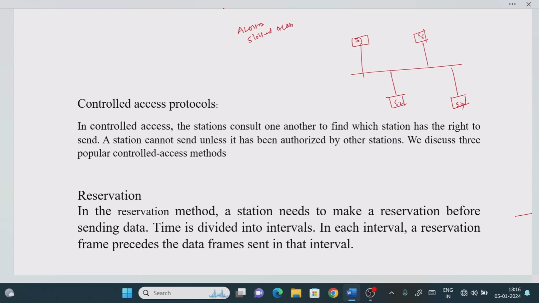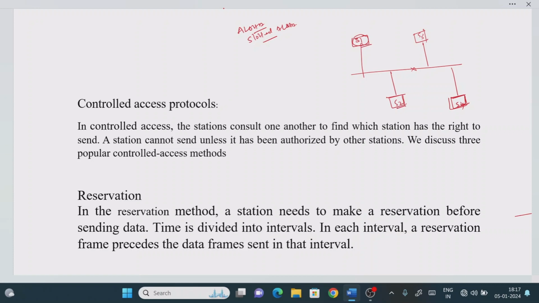The basic principle of either pure ALOHA or slotted ALOHA is that whenever a station has a frame to send, it will send the frame without knowing about the remaining stations. So if some other station is also sending a frame at the same time, a collision occurs. It means that we don't have any control of one station over another station.